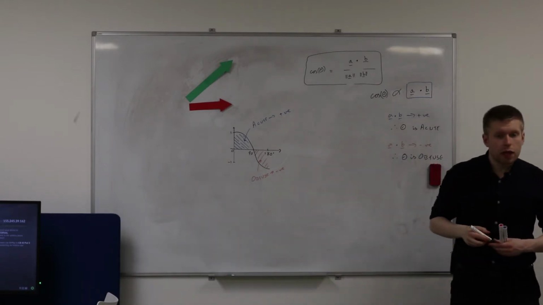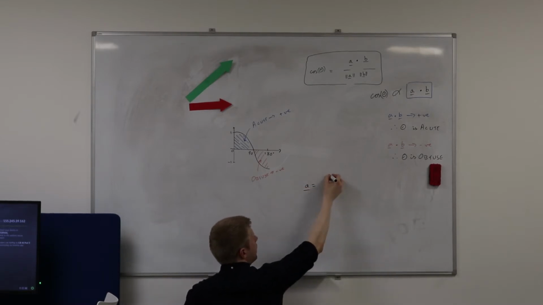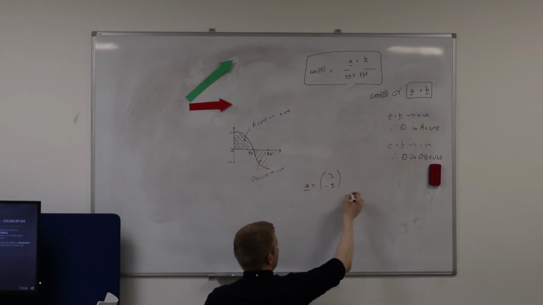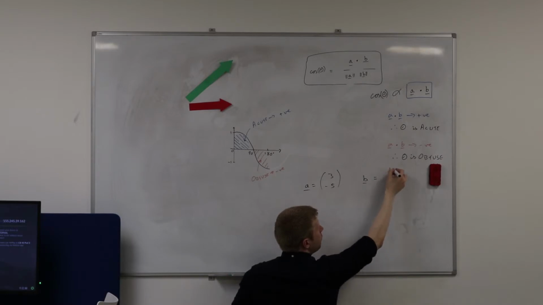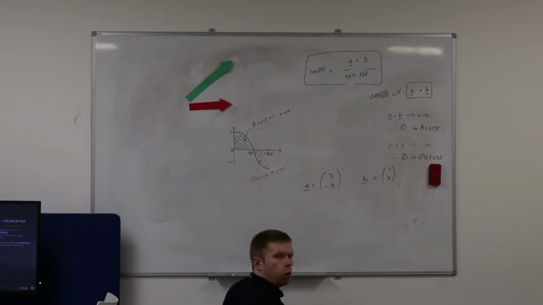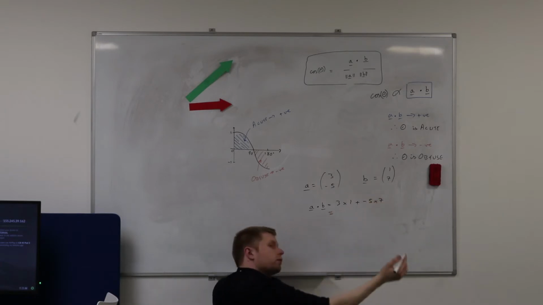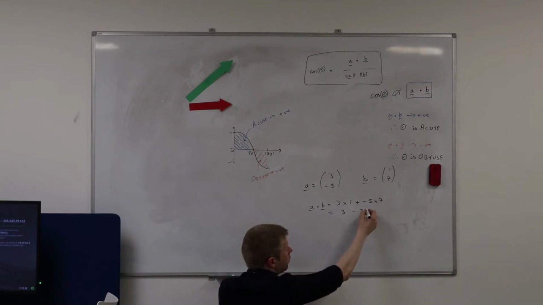So for example, if I take two vectors like this, A is, let's say, 3, negative 5, and let's say that B is equal to 1, 7. What is A dot B in this case? It's going to be 3 times 1, isn't it, plus negative 5 times 7. So it should come out as negative 32.